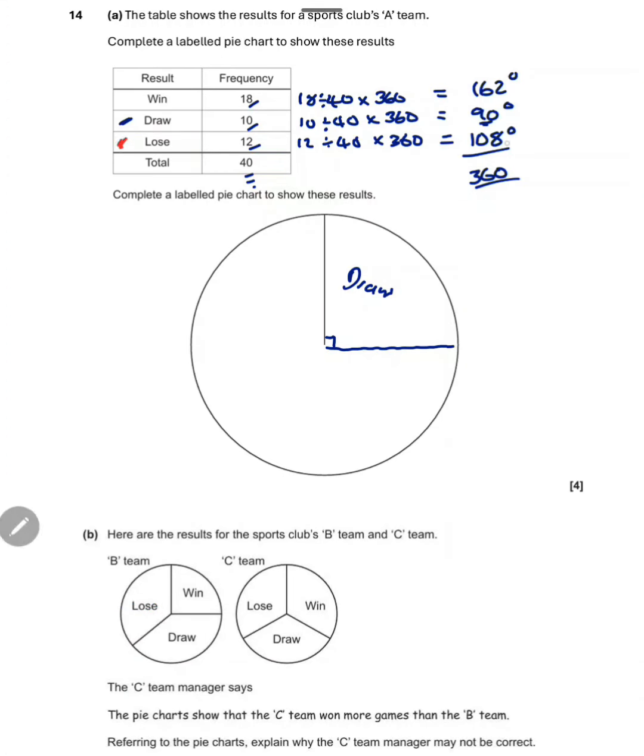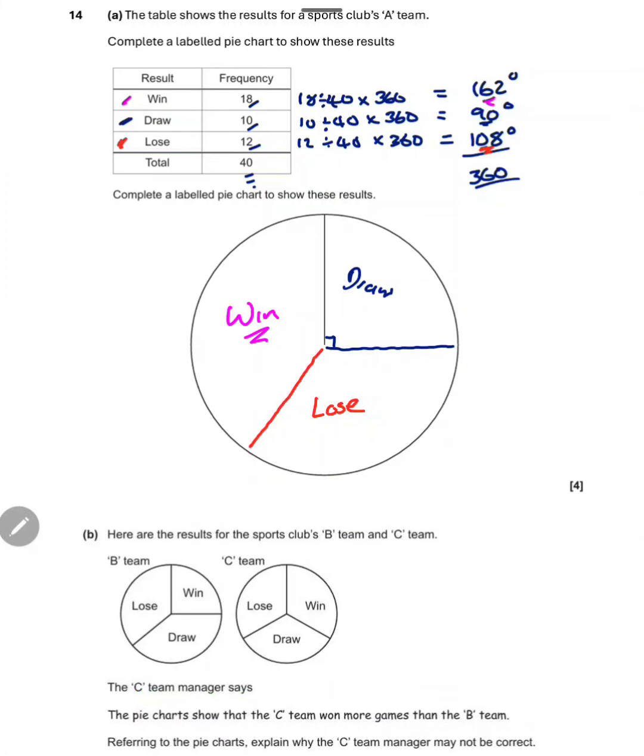Lose is 108 degrees. Well, if 90 is straight down, I'll need about 10 more degrees, so somewhere like that. Please use a protractor for yours. You won't get marks if you just wing it like I'm winging it. And then finally, we've got win is 162 degrees. Just double check, measure your own sector what's left and make sure that's 162. It'll just let you know if you've made a mistake somewhere. There's your fully labelled pie chart, guys.